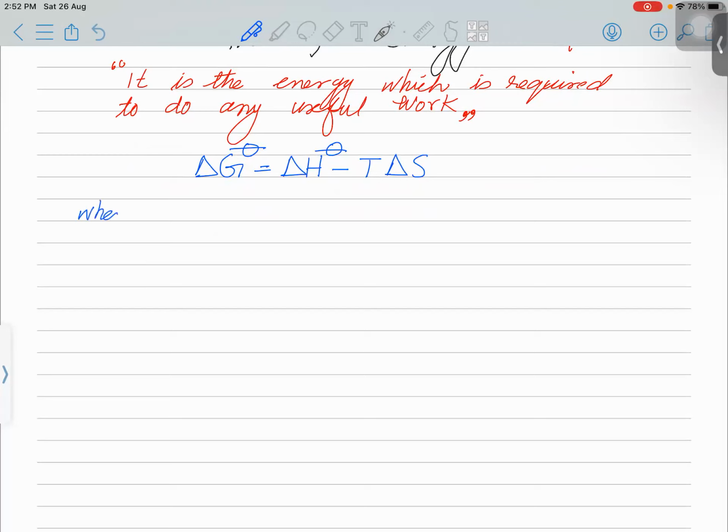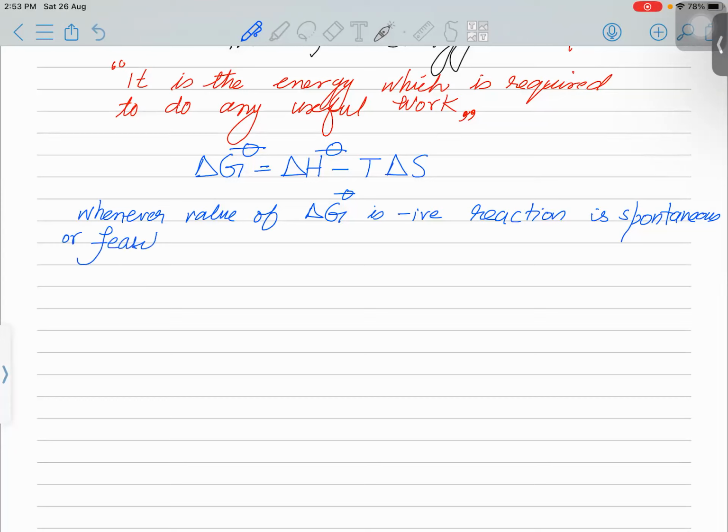Whenever the value of delta G is negative, a reaction is spontaneous. Spontaneous means ice automatically converts into liquid. This is spontaneity. When something directly converts from solid to liquid, the reaction is spontaneous, or you can say that the reaction is feasible. It's a fact: when the value of delta G is negative, the reaction is spontaneous.